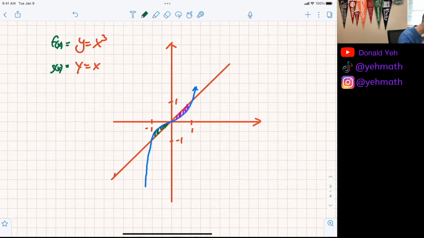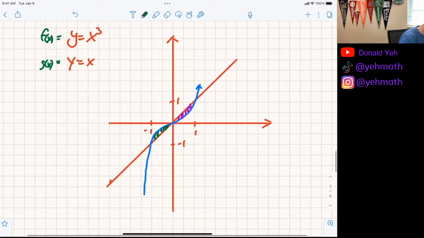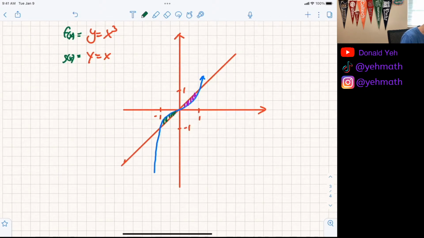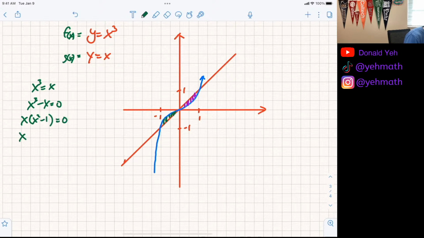So what you can do is find the intersection. x cubed equal to x, so x cubed minus x equal to 0, x times x squared minus 1 equal to 0, x times x minus 1 times x plus 1 equal to 0. So x equal to 0, x equal to 1, x equal to -1. If you know how to draw a perfect graph, you would find there are 3 intersections at 1, 0, and -1.